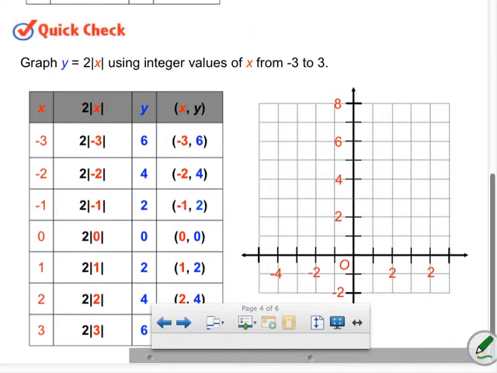So at negative 3, I'm at positive 6. At negative 2, I'm at positive 4. At negative 1, I'm at positive 2. And then at 0, I'm at 0, the origin. At 1, I'm at positive 2. At 2, I'm at 4. And at 3, I'm at 6.